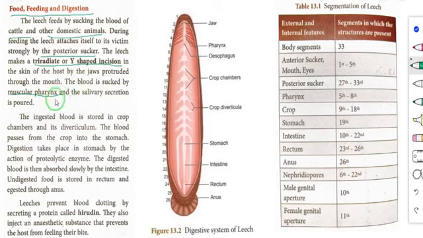So with the help of the muscular pharynx, it can suck the blood. At that time, it can secrete saliva. Saliva is also poured into the particular area in which it is sucking the blood.